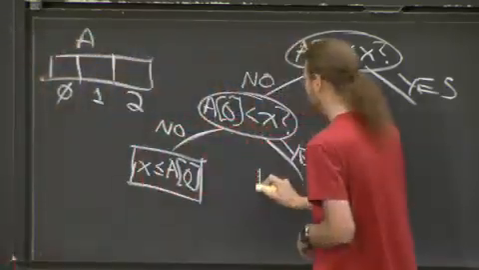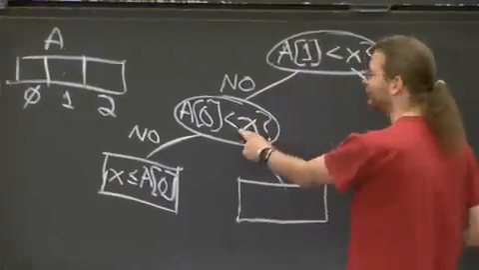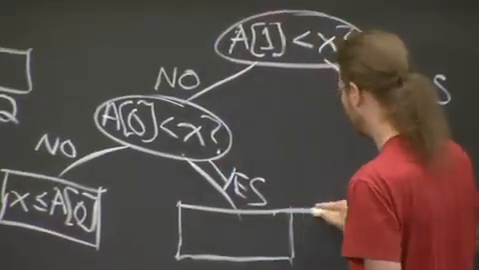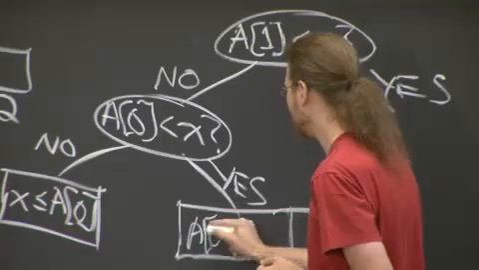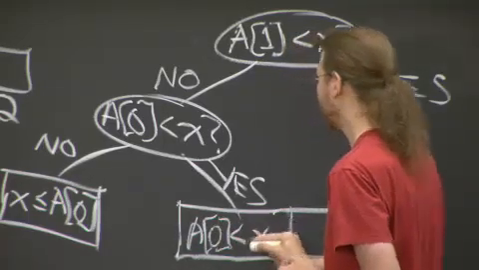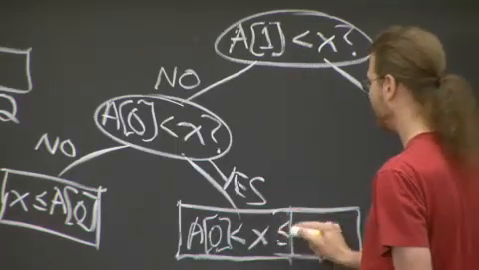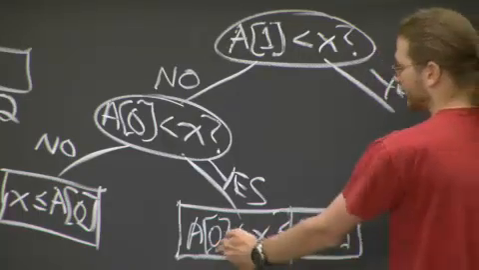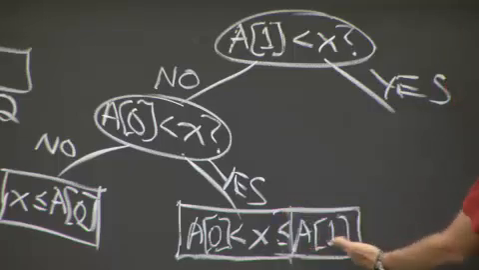Okay? If the answer is yes to this question, then you know that X falls in between here. Probably need a wider box for this. So we have A0 is less than X. That was the yes to this. And the no to this means that X is less than or equal to A1. And so we basically identified where X fits. It's in between those two values, possibly equal to this one. Again, one more comparison, you could figure that out.